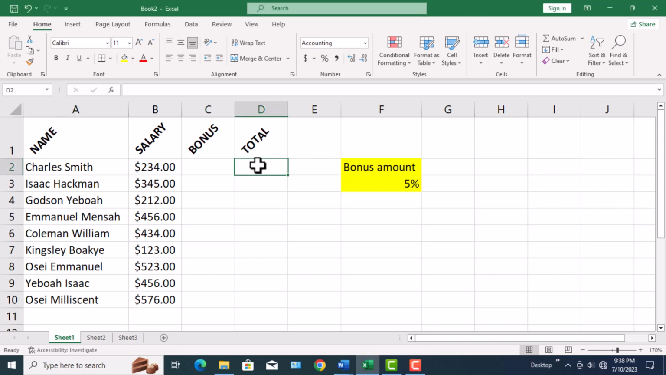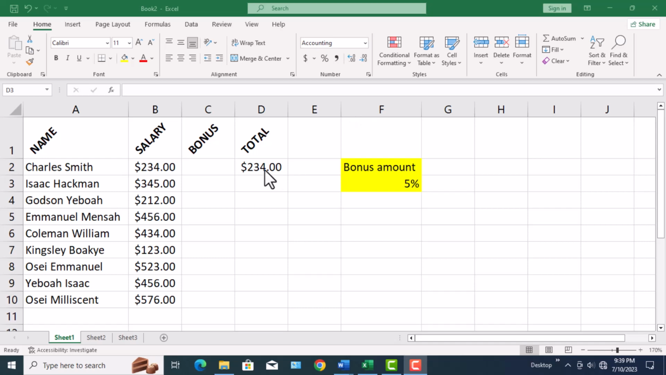So we start with an equal sign. Equal to cell B2 plus C2. The answer is going to be $234, since there is nothing in the C column. So we are going to have the same answer.